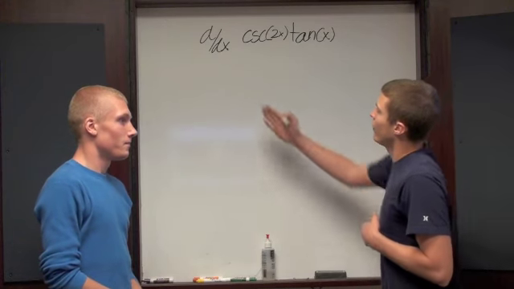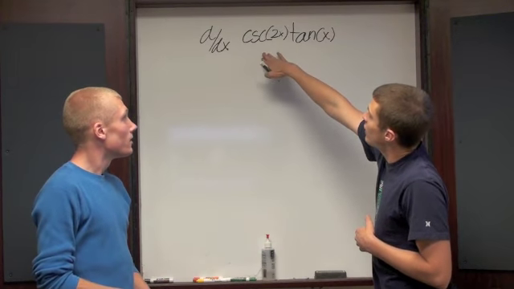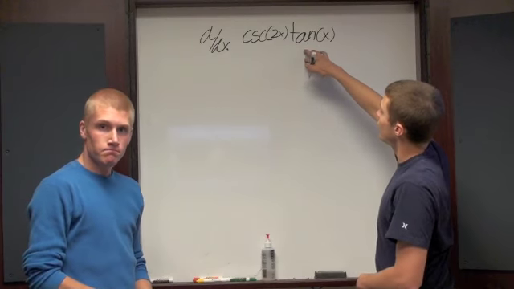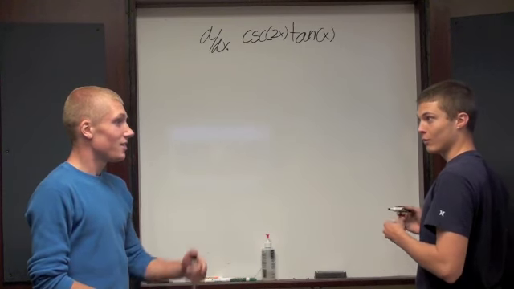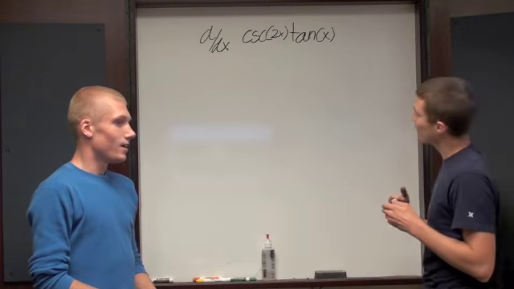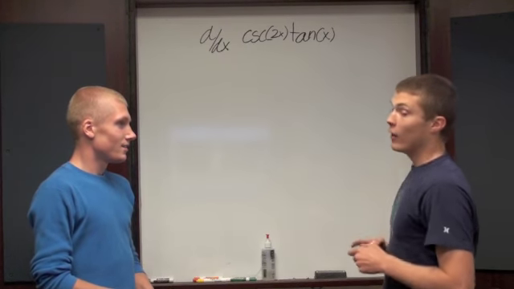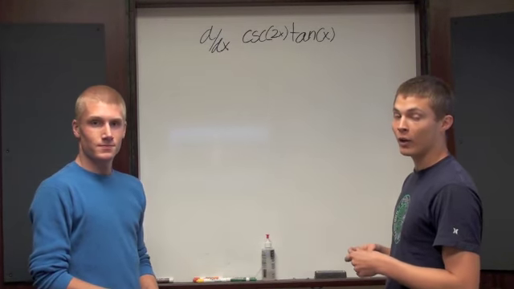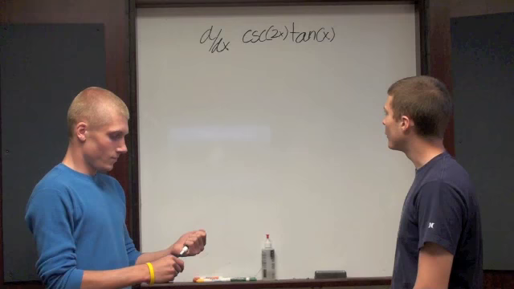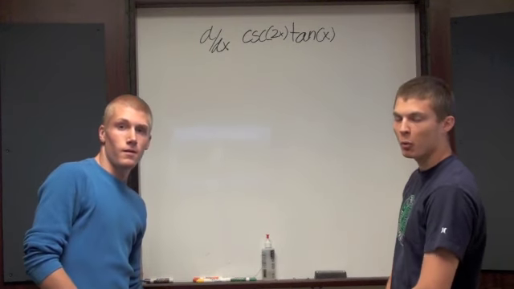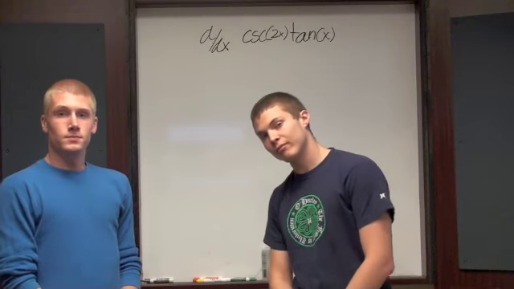So, we're going to find the derivative of the cosecant of 2x times the tangent of x. So, this is a time where we cut you loose. Take a few minutes, work it out. Let's see where time takes us.